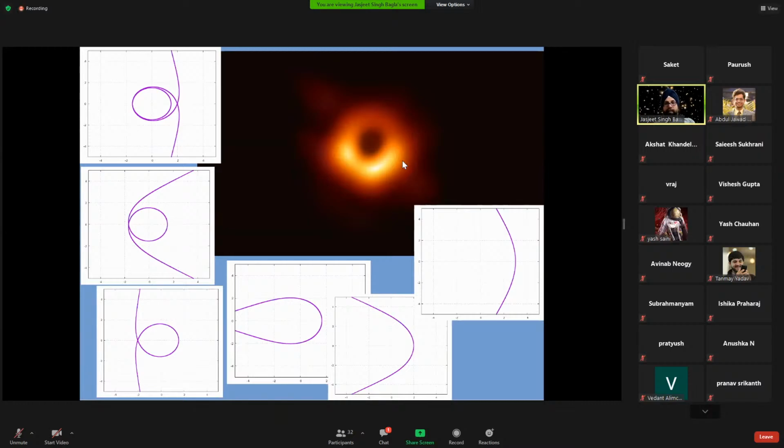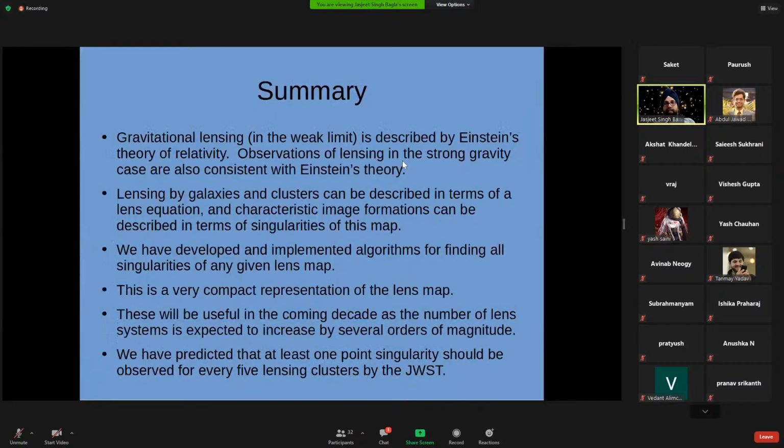Gravitational lensing in the weak limit is described by Einstein's theory of relativity, and observations of lensing in the strong gravity case are also consistent with Einstein's theory, as we have seen in images from the Event Horizon Telescope. Lensing by galaxies and clusters can be described in terms of a lens equation, and characteristic image formations can be described in terms of singularities of this map.